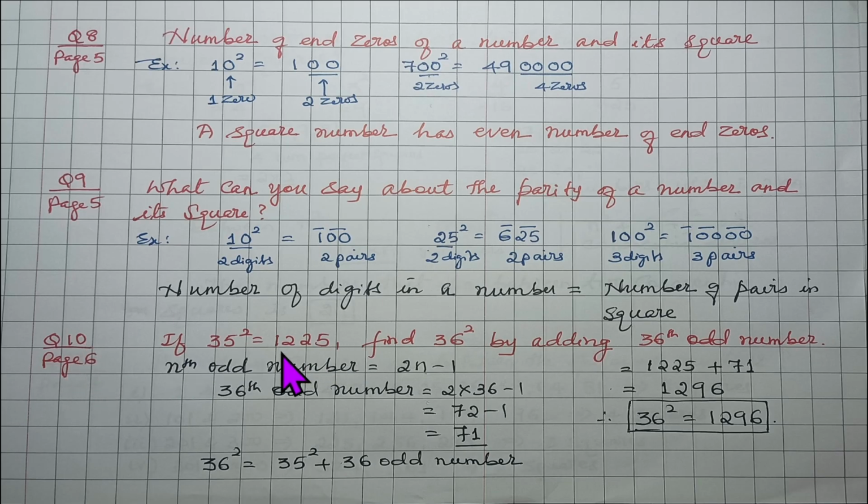Now coming to question number 10, page number 6. If 35 square is equal to 1225, find 36 square by adding the 36th odd number. A very simple thing. First of all, we are given that 35 square is 1225. Now we have to find the 36th odd number. The nth odd number is given by the formula 2n minus 1. So the 36th odd number will be 2 into 36 minus 1, and that is 71. Now add this 71 to 1225, we get 1296, and 1296 is the square of 36. So 36 square is 1296. So therefore remember, 36 square is equal to 35 square plus the 36th odd number.